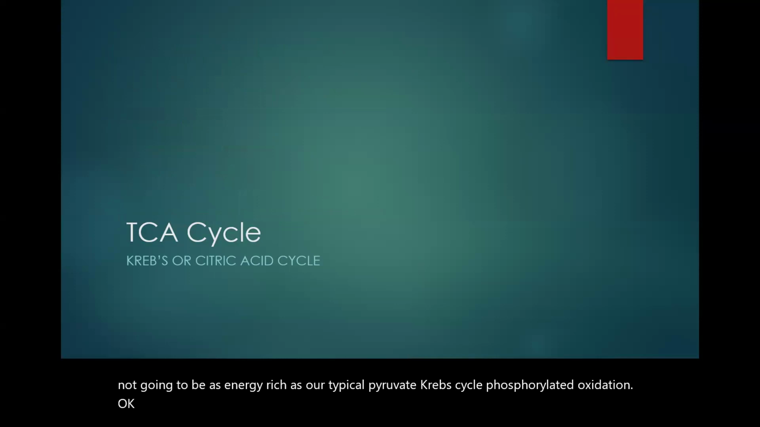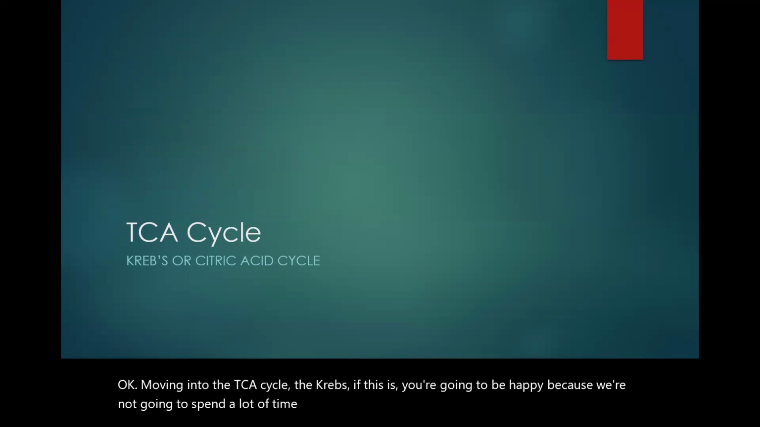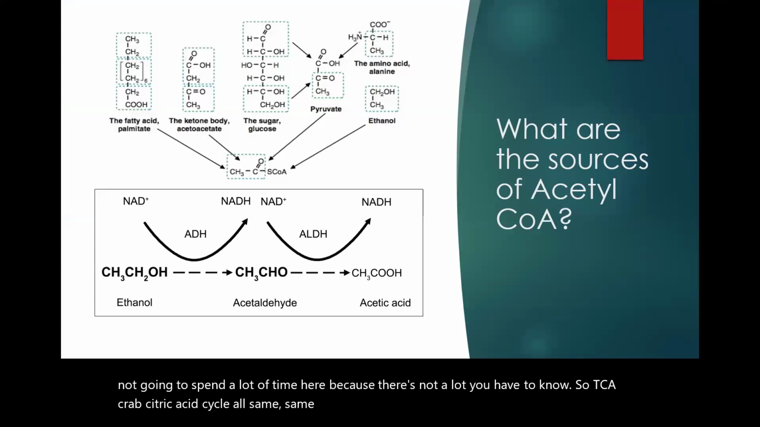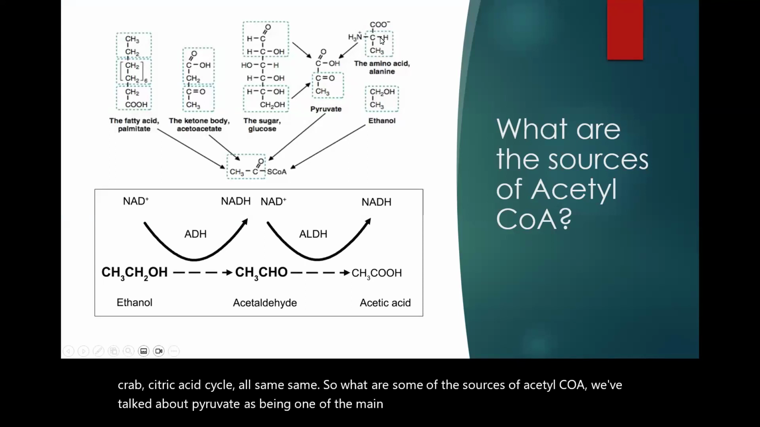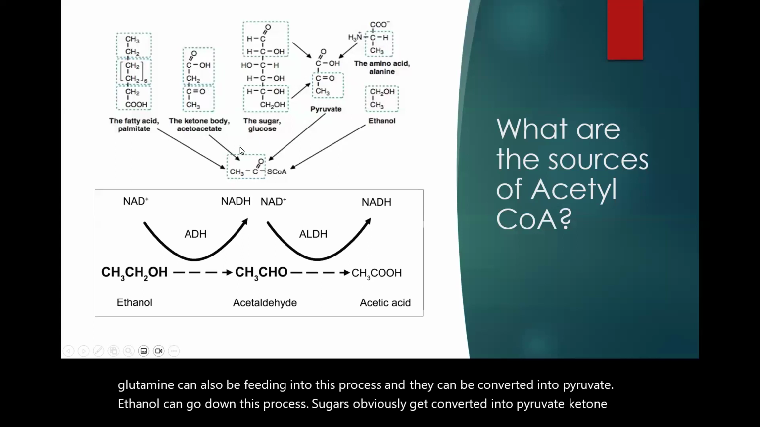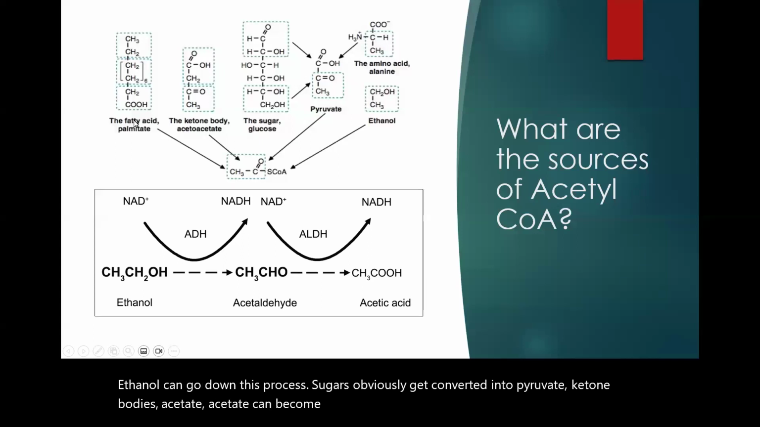Okay. Moving into the TCA cycle, the Krebs, you're going to be happy because we're not going to spend a lot of time here, because there's not a lot you have to know. So TCA, Krebs, citric acid cycle, all same. What are some of the sources of acetyl-CoA? We've talked about pyruvate as being one of the main sources. Amino acids, alanine, as well as glutamine, can also feed into this process, and they can be converted into pyruvate. Ethanol can go down this process. Sugars obviously get converted into pyruvate. Ketone bodies, acetoacetate can become acetyl-CoA, and fatty acids, this is an example of palmitate, can become acetyl-CoA.